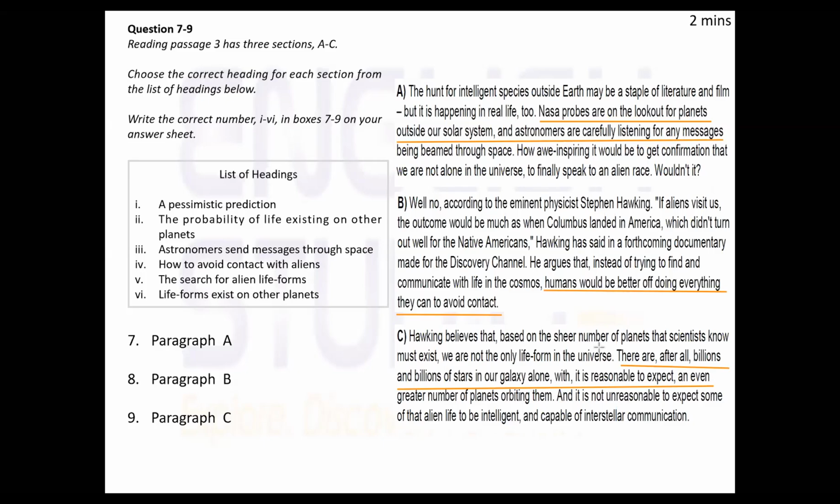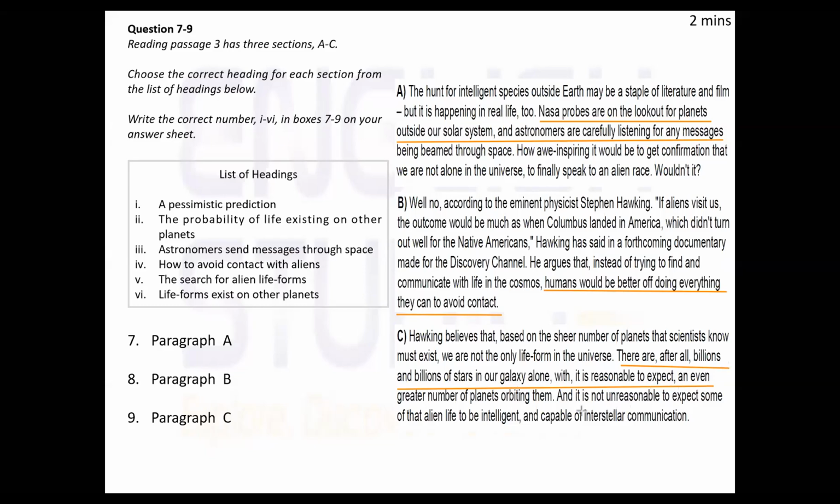Let's see what the paragraph talks about. Hawking believes that based on the sheer number of planets the scientists know must exist, we are not the only life form in the universe. Okay, life form exists on other planets. Okay, the probability of life existing on other planets. There are, after all, billions and billions of stars in our galaxy alone. It is reasonable to expect an even greater number of planets orbiting them. And it is not unreasonable to expect some of that alien life to be intelligent and capable of interstellar communication.